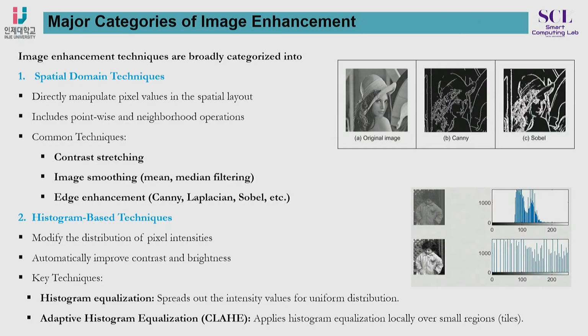Likewise, histogram-based techniques we also use, which are used to modify the distribution of pixel intensities and automatically improve contrast and brightness. And key techniques in this histogram technique are histogram equalization and adaptive histogram equalization. So here in this case, you can see that this is a little bit blurry image, and the histogram of this is like this. But here it has been increased and different kinds of operations applied, and the quality of the image has been increased, and you can see the histogram like this.